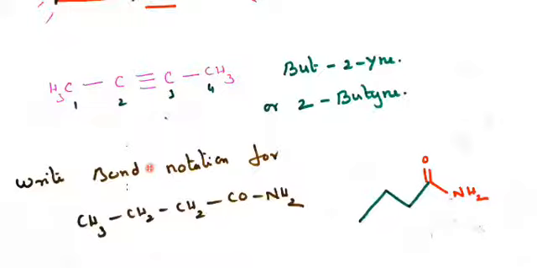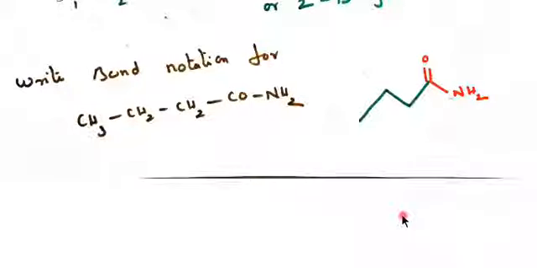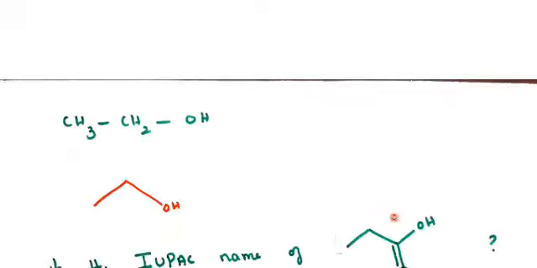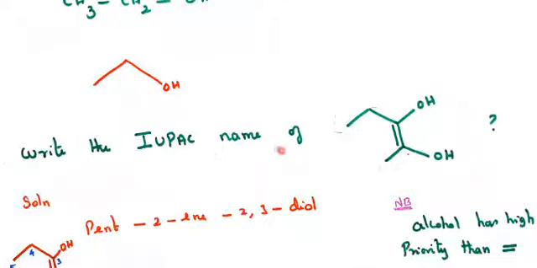Then write the bond notation for this example: CH3, CH2, CH2, C double bond O, NH2. For CH3, I have written this is CH3. Then next CH2, this one. Next CH2, this one. Next C, linked with a double bond O, next with NH2, CONH2, amide group. So here, CH3, CH2OH. I've written CH3. This is CH2OH.